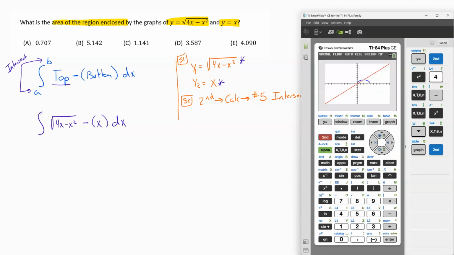So I'm going to hit second, calc, the button above trace at the very top of the calculator, and then inside that menu, I'm going to choose the intersect option. From there, it's going to ask me a series of 3 questions. The first two you normally could care less about. It's going to say, is that the first curve? Yep, that's the first curve. Go ahead and hit enter. It's then going to switch automatically to the second curve for us and say, is that the second curve? Yep, that's the second curve. Go ahead and hit enter again.